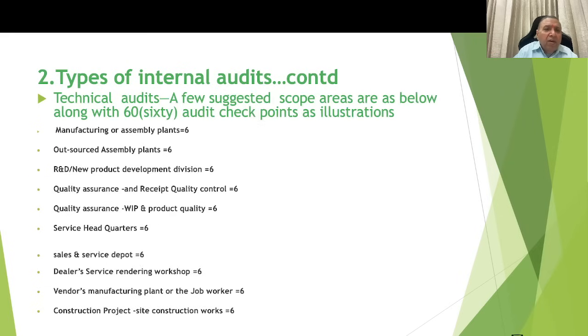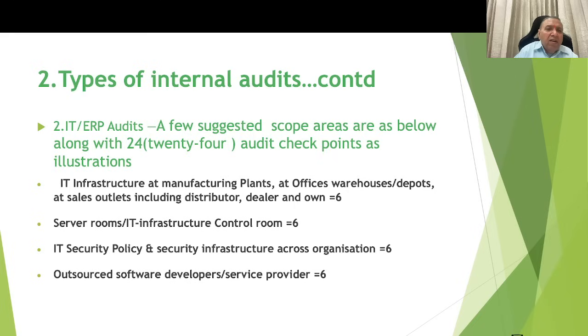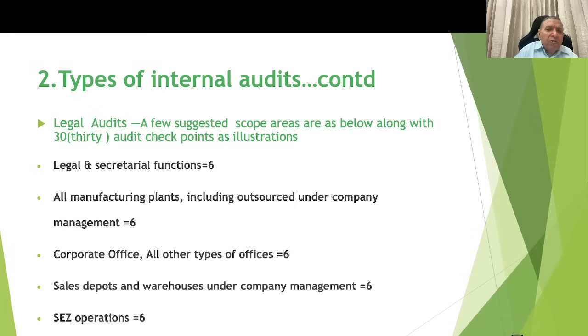Similarly, in the case of technical audits, the areas are manufacturing and assembly plants, 6 points, outsource assembly plant, 6 illustrations for the activities, R&D new product development, 6 illustrations for the activities where the audit must be done, quality assurance, receipt quality, six examples of the activities which must be included in the scope of the internal audit. Likewise, for IT and ERP, I have shown this. In the case of legal, for example, for the legal and secretarial function there are six audit points.